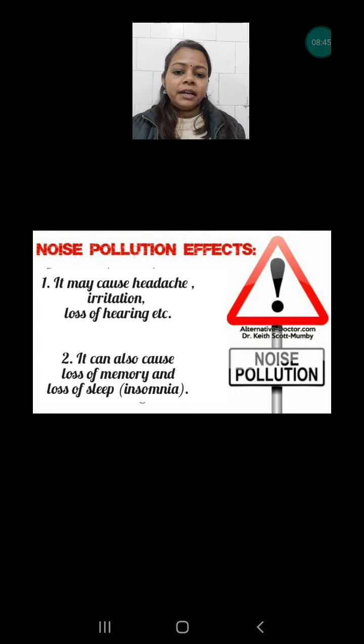And what are the effects of noise pollution? It may cause headache, irritation and loss of hearing. If you are continuously hearing loud sound, then the capacity of hearing will be lost. Second, it can also cause loss of memory and loss of sleep, which is known as insomnia. I have written in the bracket, insomnia means if you are not able to sleep, if no problem is there, but still you are not able to sleep at night, then that problem is known as insomnia. And if you are present continuously in a loud or noisy place, then this problem could be there.